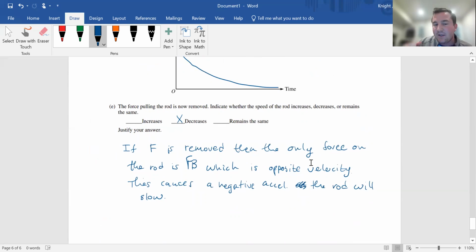So if we take away the external force that's pulling our rod to the right, we're left with just the magnetic force, which is pulling our rod to the left in the opposite direction of velocity. That's going to leave us with a negative acceleration, or acceleration to the left. Negative acceleration or left acceleration with a positive or right velocity will lead to our rod slowing down. And it'll slow down until it stops moving, and then the current will drop to 0, and we won't have any induced force or anything like that.